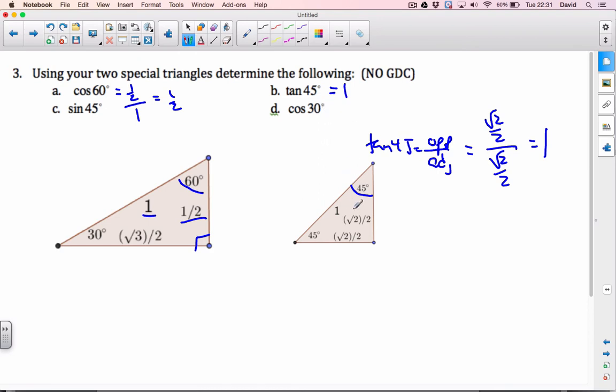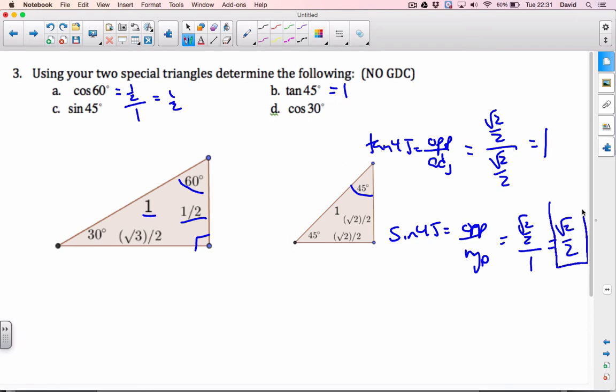If I do the sine of 45, well, the sine of 45 is equal to the opposite over the hypotenuse. The opposite is root 2 over 2. Hypotenuse is 1, which is simply root 2 over 2. So sine 45 is root 2 over 2.